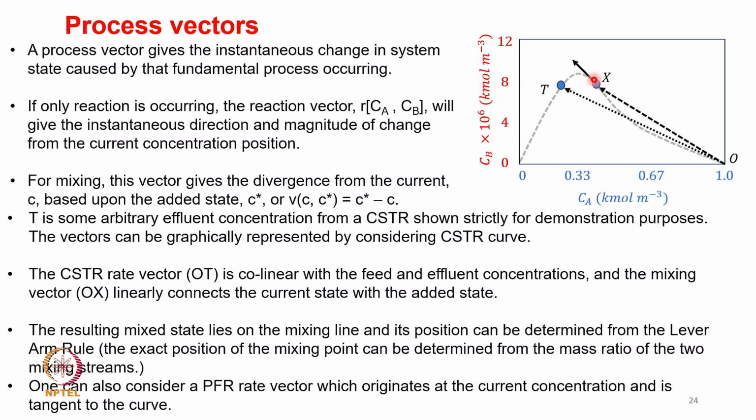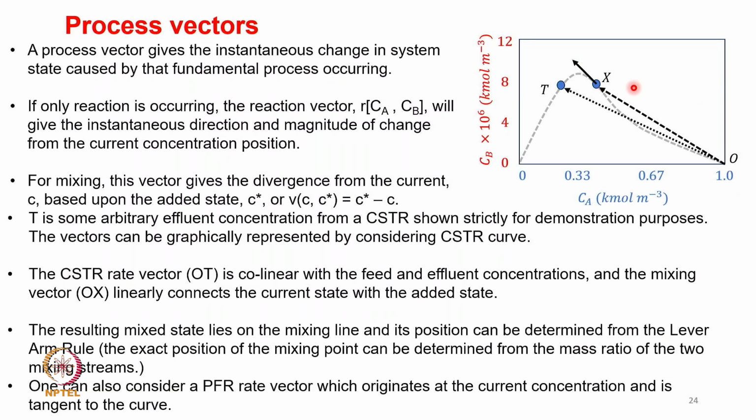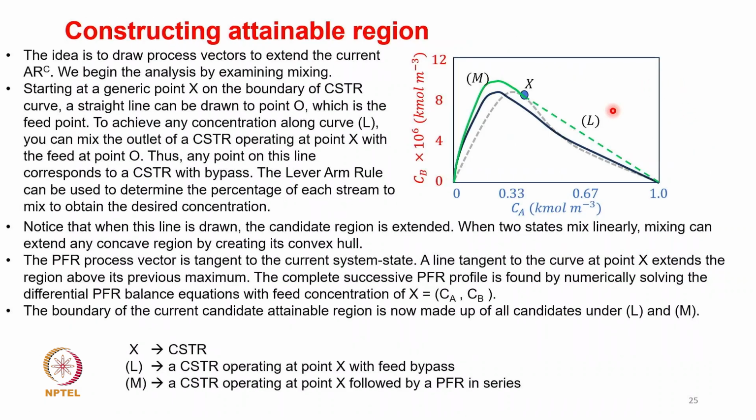And from here this is the PFR. So let's assume that you can see here, at this point, this is the PFR and this is the CSTR, there is a cut. Okay, so whatever you draw tangent to this is the PFR rate vector. Fine. So now this is a basic analysis, and based on all of this, let us see how we do the attainable region.